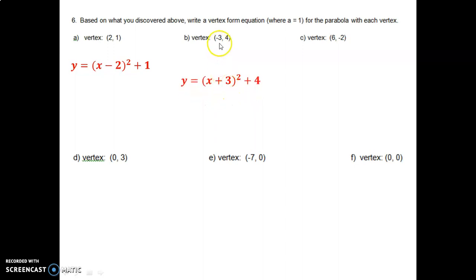There it is. Okay, that negative 3 becomes 3 here, and we have a 4 here. Next one. That's that. Okay, hopefully by this point you're getting the hang of this. It's pretty simple. How about this one here?